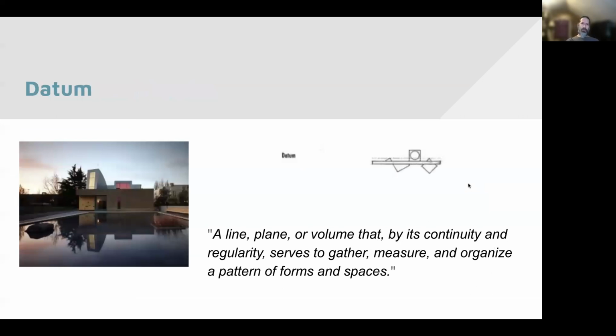Datum. Now here's a weird one. All right, so datum, what do we mean by that? A line, plane, or volume that by its continuity and regularity serves to gather, measure, and organize a pattern of forms and spaces. Cool. So again, we have axis, right? But when we've been talking about rhythm and symmetry, we're saying these regular forms that are repeated or mirrored. What if you have a chaos of stuff, right?